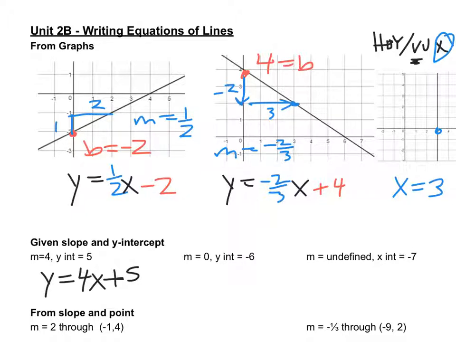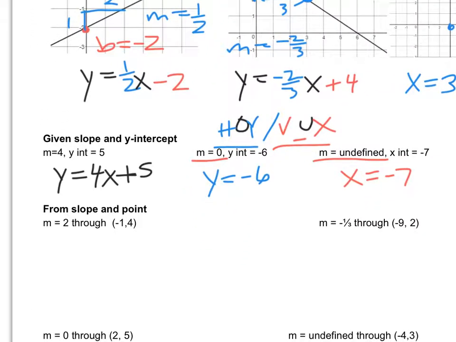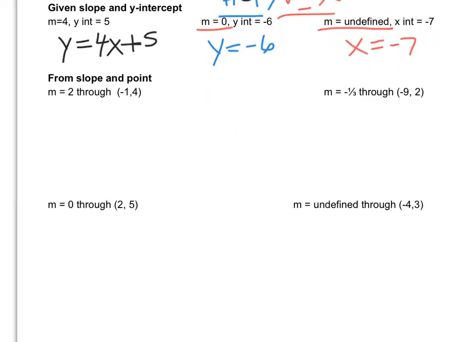Now, I have two special slopes. My two special slopes are 0 and undefined. And that's where, once again, we want to use Hoy-Vux. So this first problem, I have a slope of 0, which means it's a Hoy equation. So it's going to be y equals -6. The second one gives me undefined, which means it's going to be a Vux equation. So x equals -7. Don't spend too much time thinking about those questions. They're meant to be just something to plug and chug.